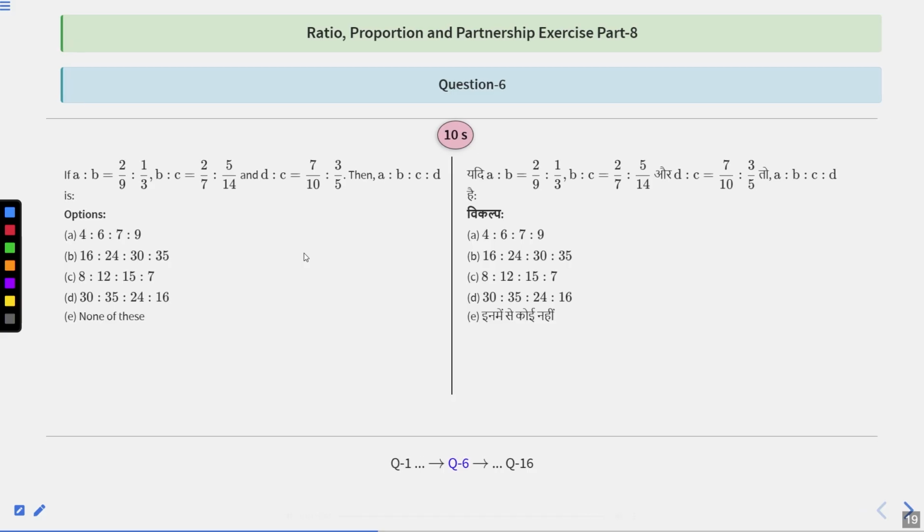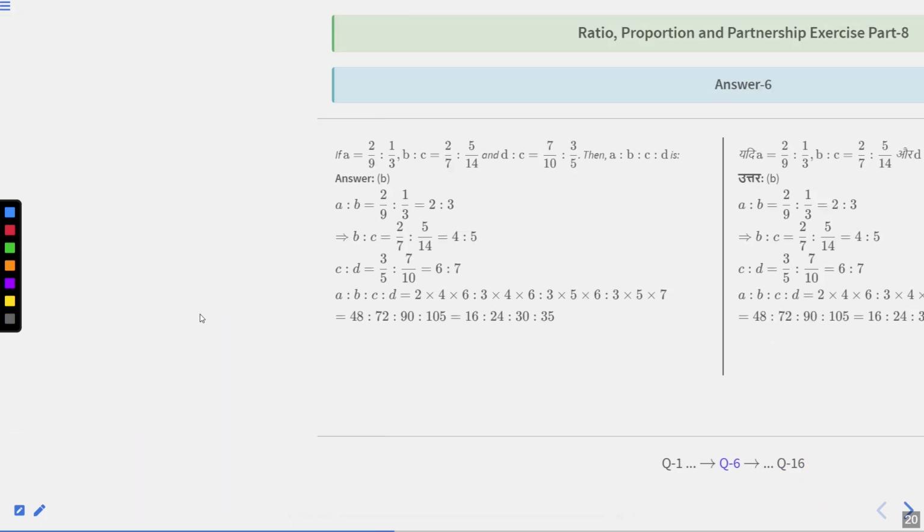Next one. If A:B equals 2/9 : 1/3 and B:C equals 2/7 : 5/14 and D:C equals 7/10 : 3/5, then what is the ratio of A, B, C, and D? You have 5 options and 10 seconds to analyze the question. Your time starts now. Time's up. Let's see the solution.